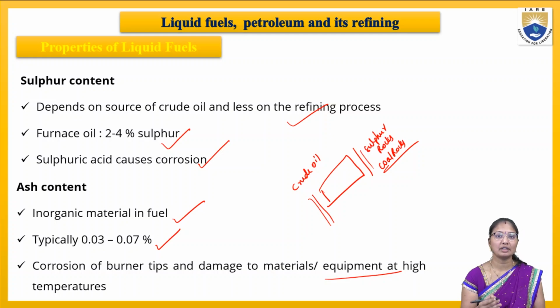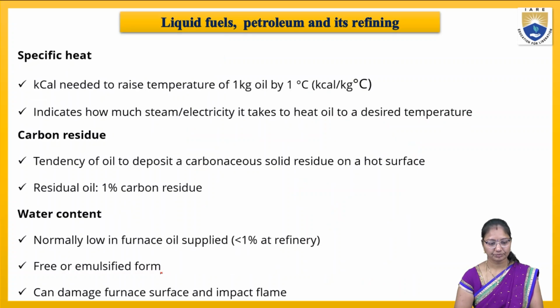If more ash content is present in the liquid fuels, it damages the equipment and materials. It causes corrosion, specifically at the tips of the burner, due to the high content of ash in the liquid fuels.